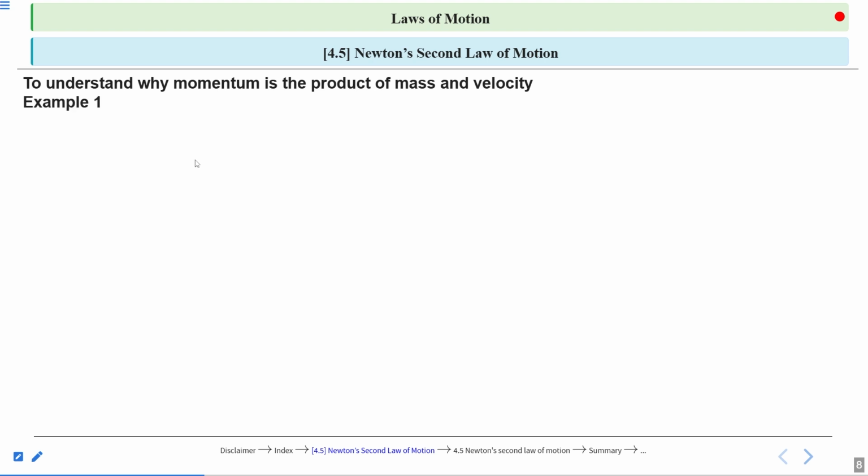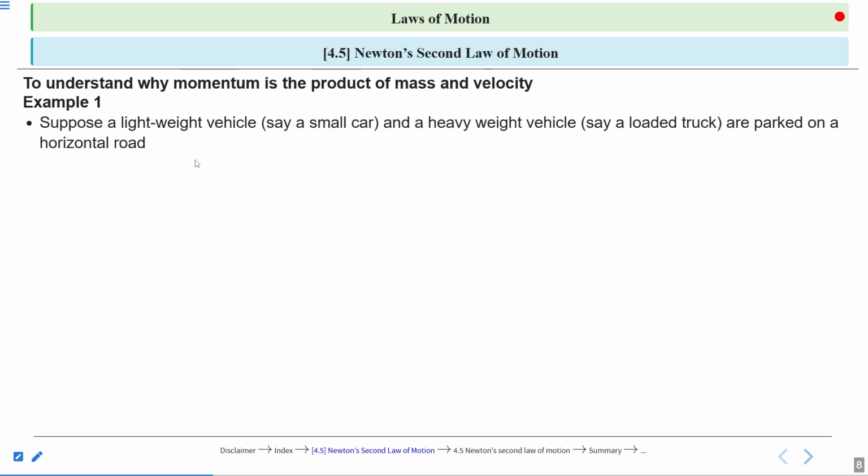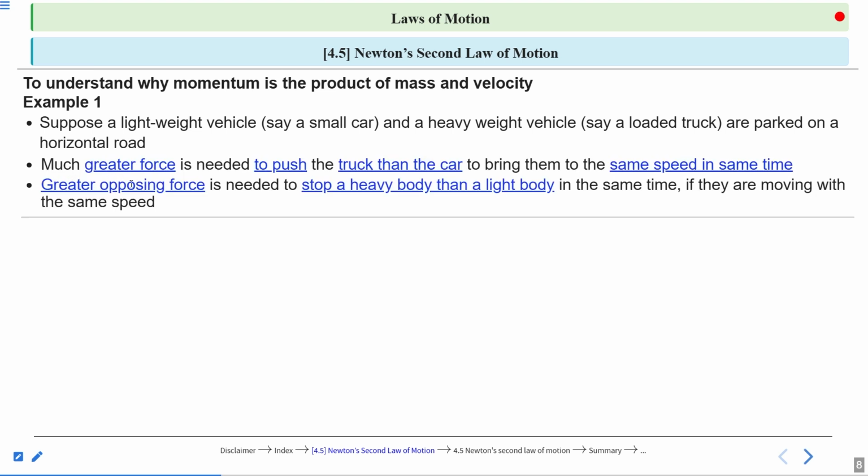Example first. Suppose a lightweight vehicle, say a small car, and a heavyweight vehicle, say a loaded truck, are parked on a horizontal road. Much greater force is needed to push the truck than the car to bring them to the same speed in the same time.